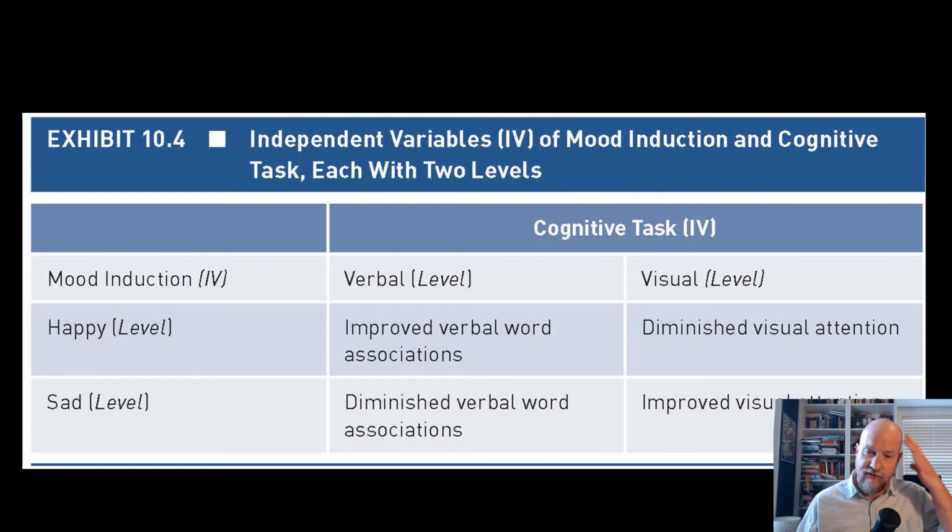Probably we think of this as sort of left hemisphere of the brain, language-based stuff. When you're engaging the right hemisphere of the brain, doing a visual task, you actually had diminished attention, diminished performance when you were happy. When you were sad, you did better, but when you were sad, you did worse on verbal word associations. So this is an example of how the impact of the independent variable on the dependent variable depends upon the other independent variable and which level you're experiencing there.